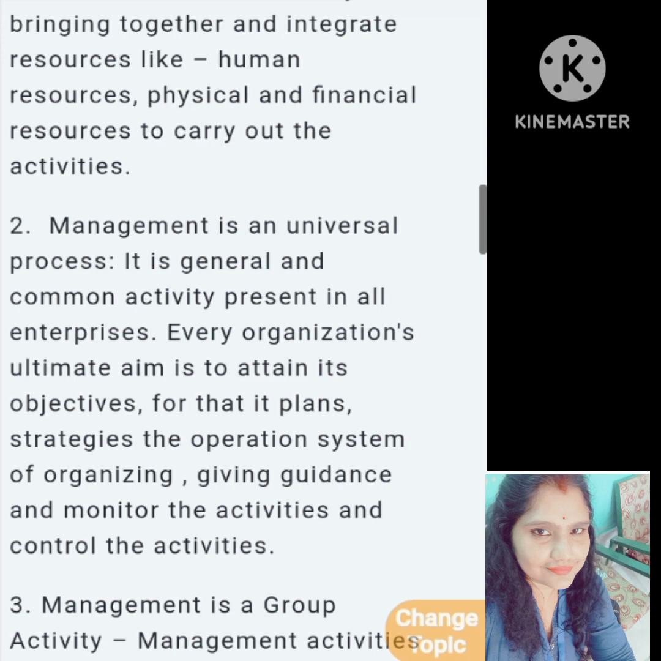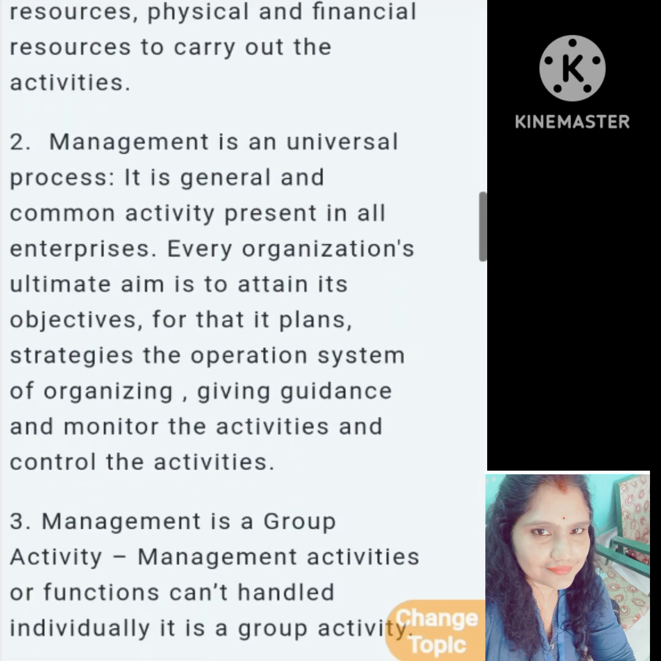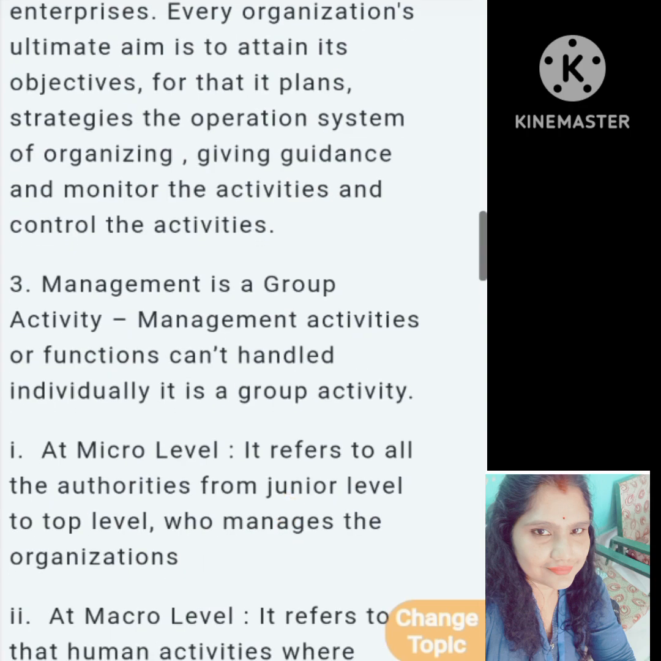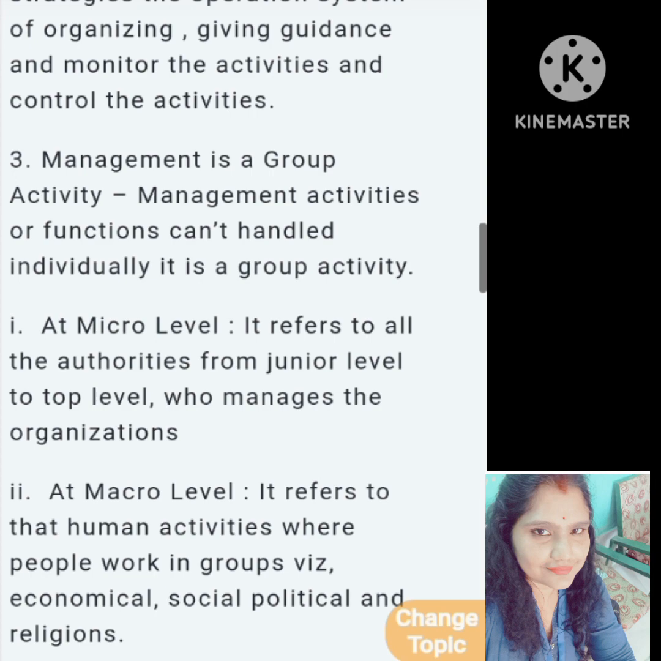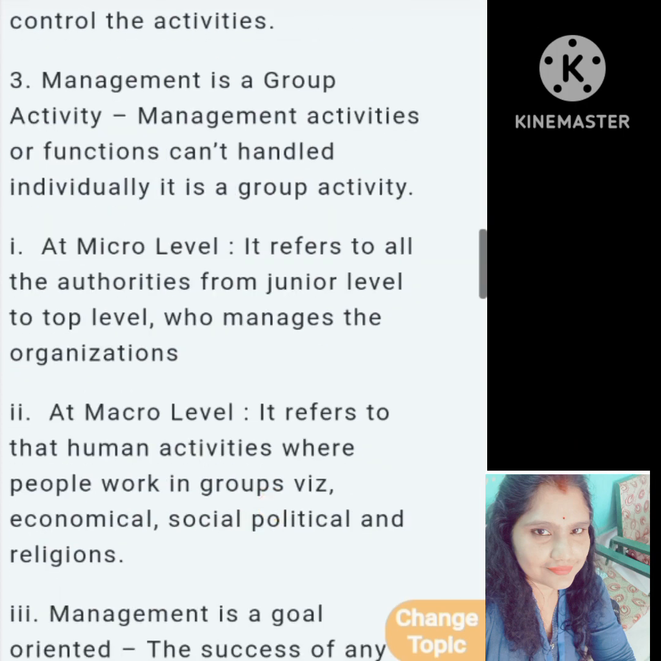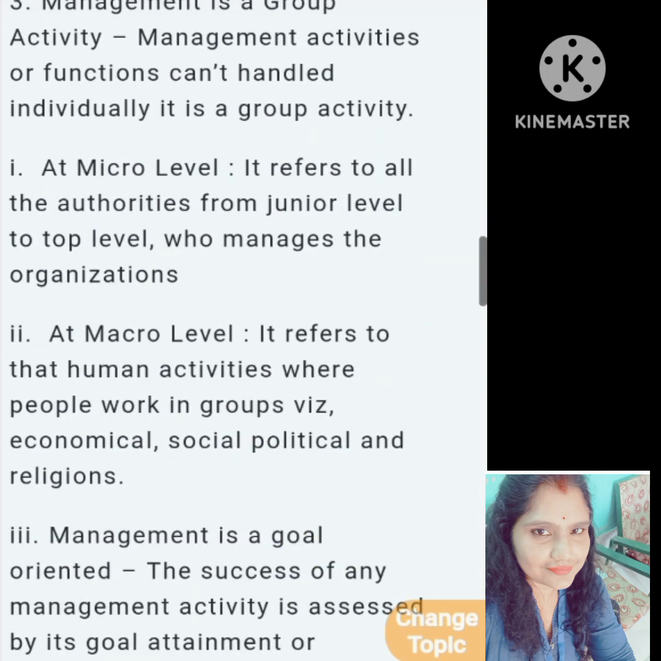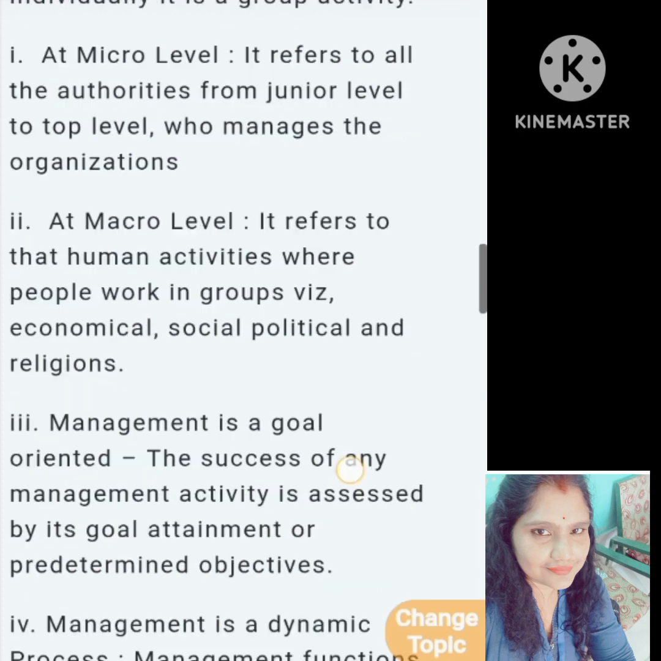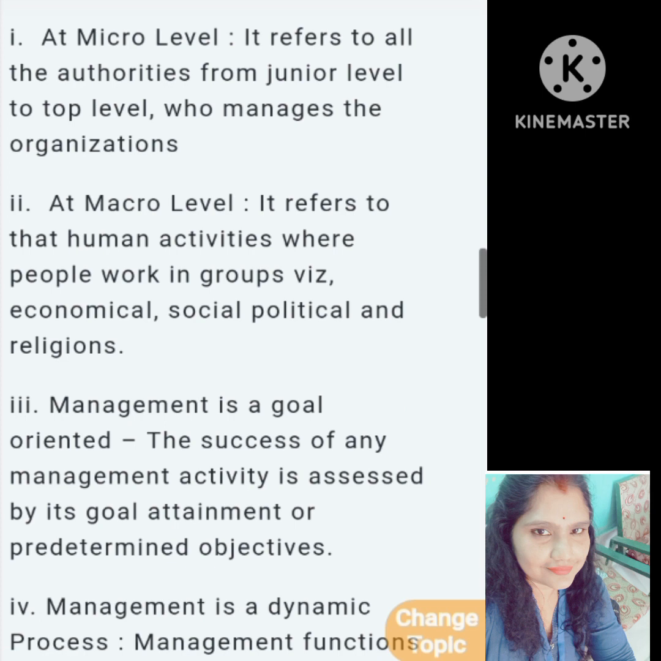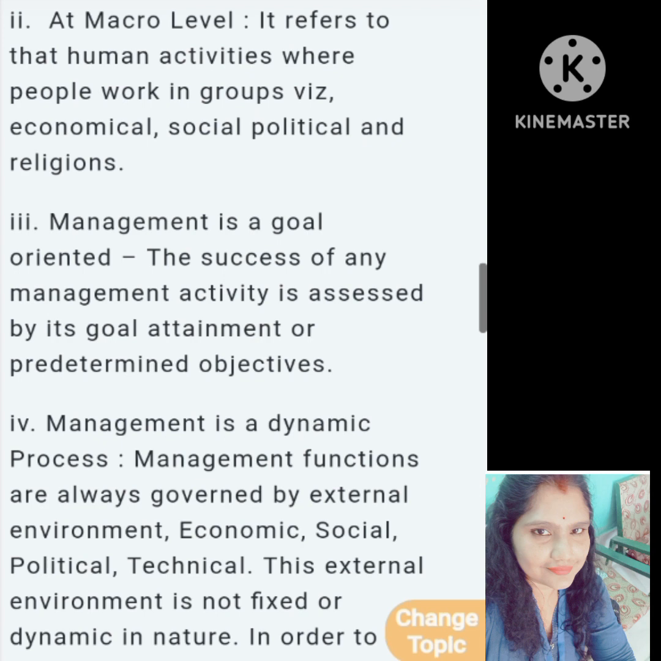3. Management as a group activity. Management activities or functions can't be handled individually. It's a group activity. At micro level, it refers to all the authorities from junior level to top level who manage the organizations. At macro level, it refers to those human activities where people work in groups, economical, social, political, and religious. 4. Management is a goal-oriented activity. The success of any management activity is assessed by its goal attainment or predetermined objectives.